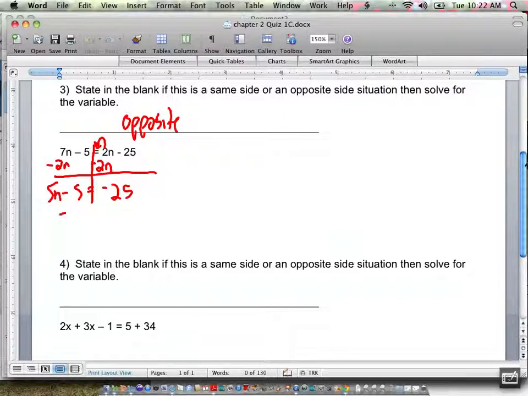Okay, next up, add 5 to both sides. Now it looks like a standard two-stepper. 5n equals negative 20, divided by 5, and n is negative 4. Okay? Now, Alan. Got it wrong. Yeah, what Alan did was, see, here's the problem.